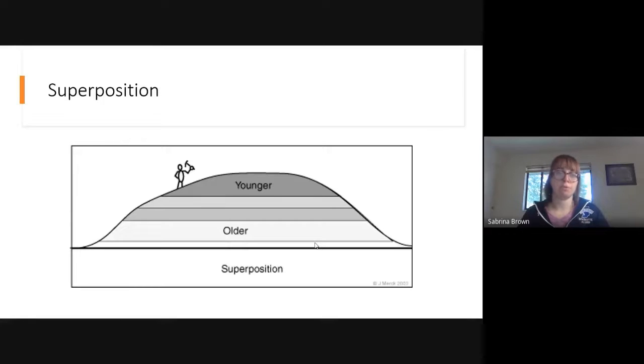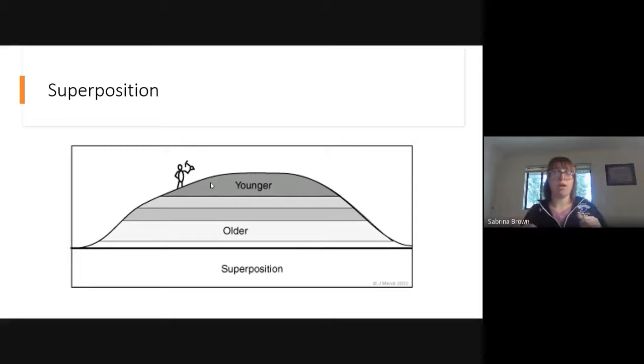The second principle is the principle of superposition. The principle of superposition states that the oldest rocks are on the bottom and the youngest rocks are on the top. This makes sense because you can't put rocks on top of non-existent air, right? So the oldest rocks are on the bottom, they were put down first, and then the next layer was put down, and then the next layer, and then the next layer. So sequentially, the oldest rocks are on the bottom, youngest rocks are on the top.